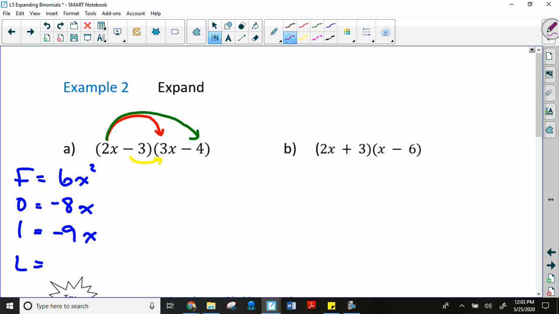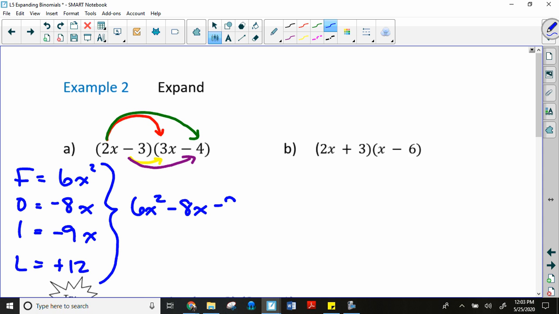And then the last, I think I mixed up my colors, but that's okay. -3 times -4 is a positive because it's a negative times a negative. And 3 times 4 is a positive 12. Let's write those out. So we've got 6x squared minus 8x minus 9x plus 12.